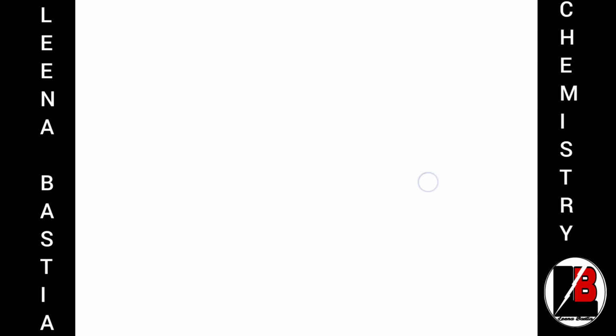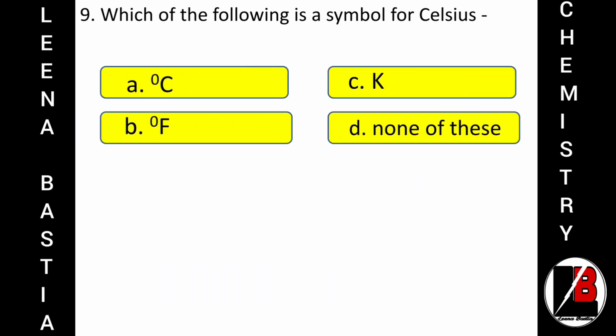Next question. Question number 9. Which of the following is a symbol for Celsius? Degree Celsius, degree Fahrenheit, K, none of this. So the answer is degree Celsius.